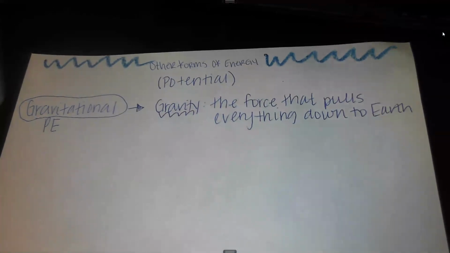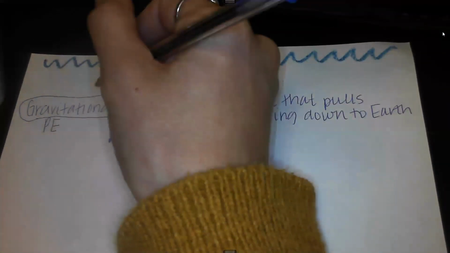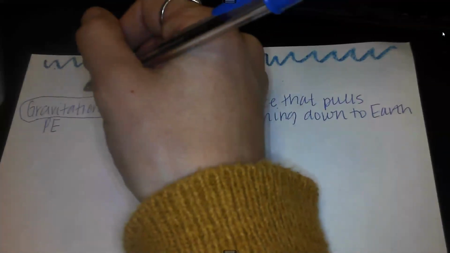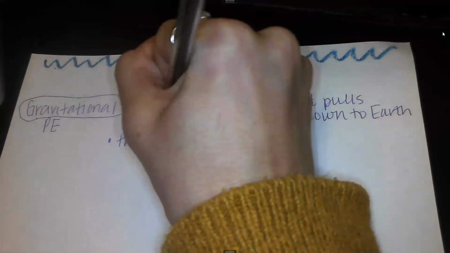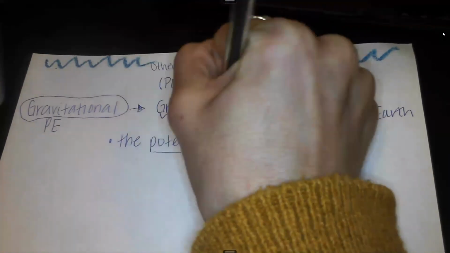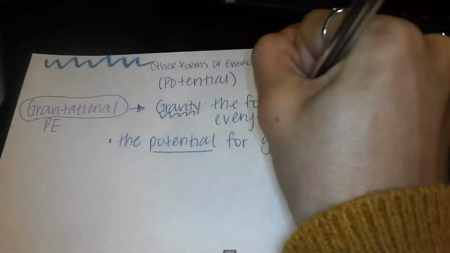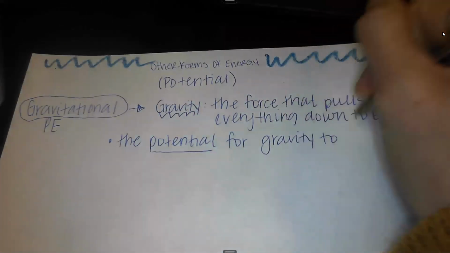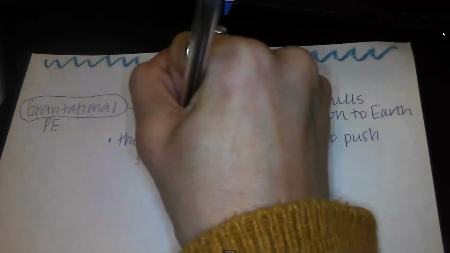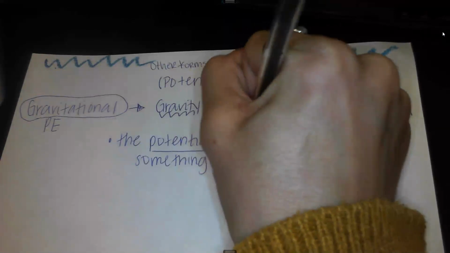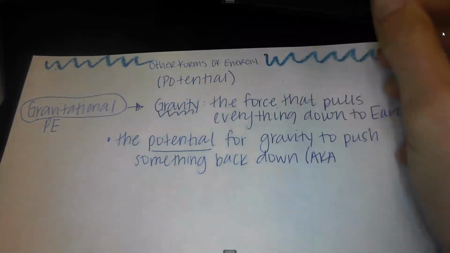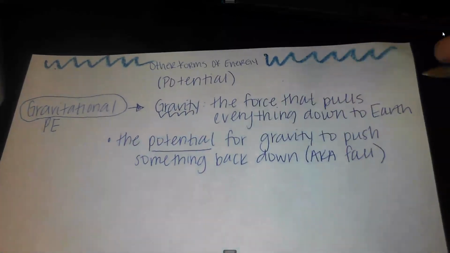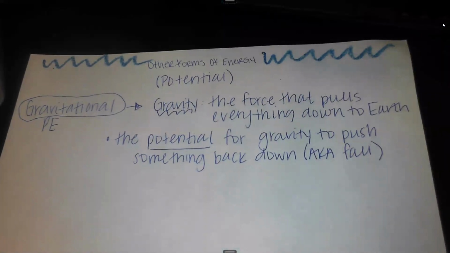So gravitational potential energy would be the potential for something to fall. The potential for gravity to push something back down. Potential for gravity to push something down, or back down, AKA fall. This is anything that can fall.